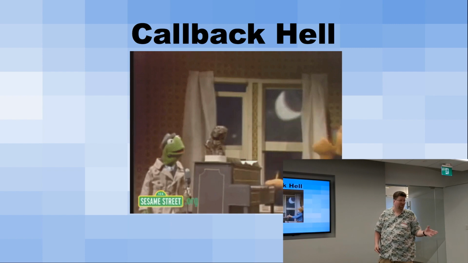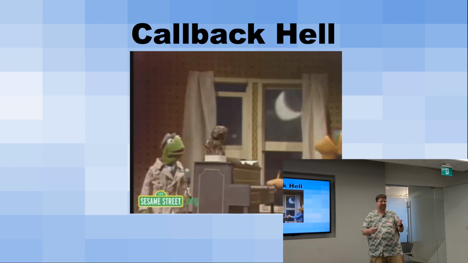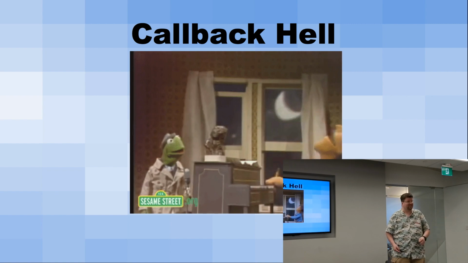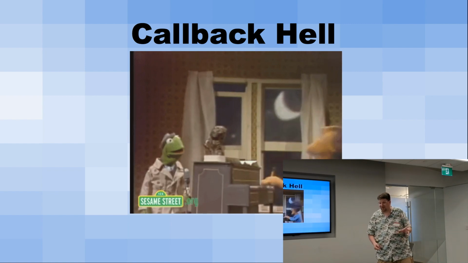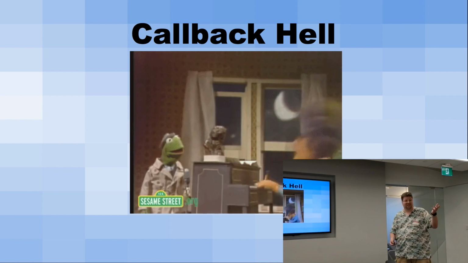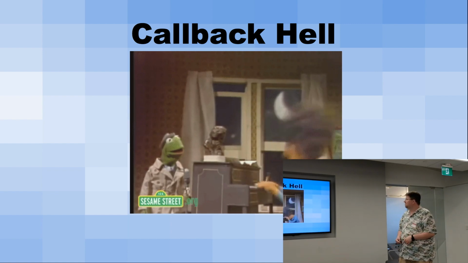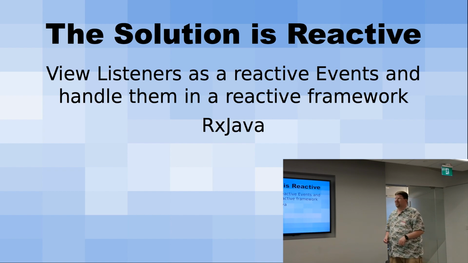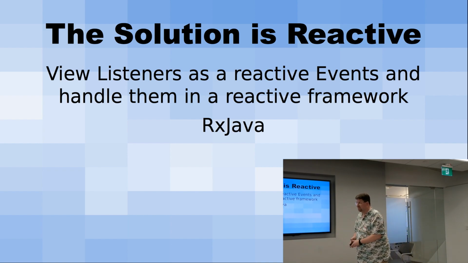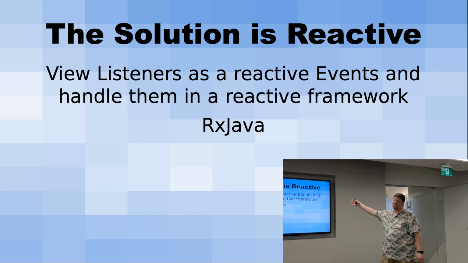Because the callbacks aren't going to work. Really, what we're doing with the callback is taking what's an asynchronous or reactive problem and applying an imperative solution to it. So if we're dealing with something that's reactive, then why not use a reactive solution? All those listeners that we have, we view them as reactive events. So we call something, and when eventually the listener's done, we'll handle them in a reactive framework. For this one, we're using RxJava for this example.